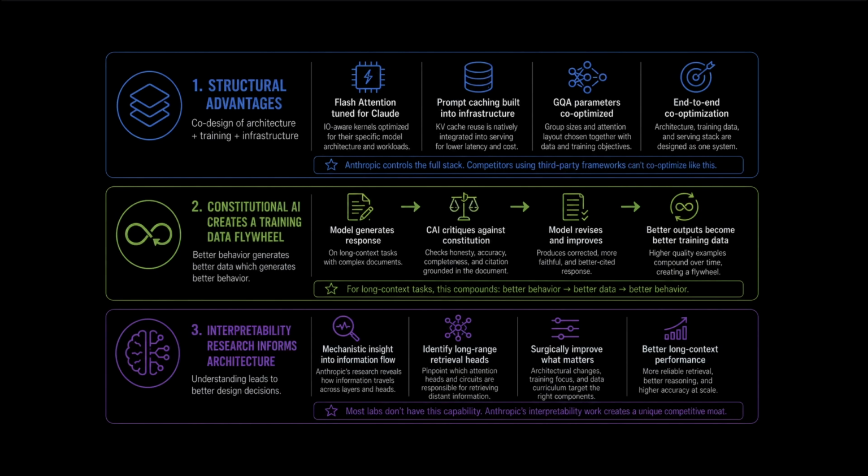And here's why this advantage doesn't evaporate overnight. It's not a single trick, it's a co-design stack. Anthropic built the model architecture, the training procedure, the constitutional AI framework, and the serving infrastructure together. Flash attention is tuned for their model, prompt caching is native to their API. GQA parameters were chosen to match their training distribution and their interpretability research. That is, they can actually look inside the model and see which attention heads handle long range retrieval, meaning they can surgically improve exactly the right components. Most competitors are assembling these pieces from different sources, but Anthropic built the whole clock.